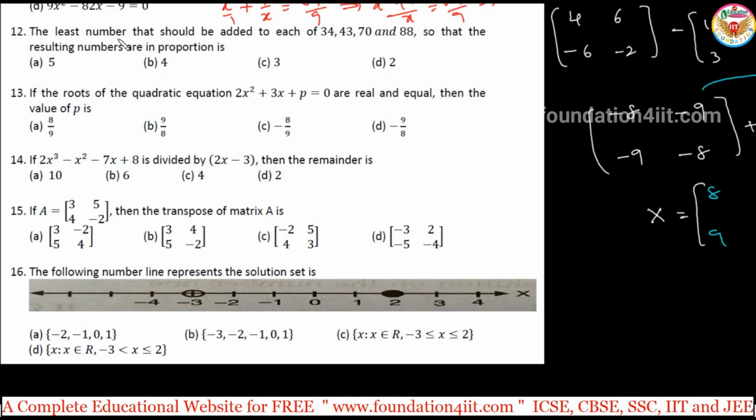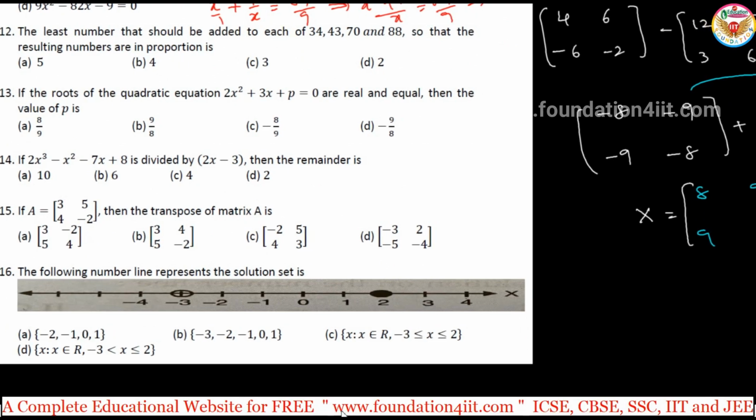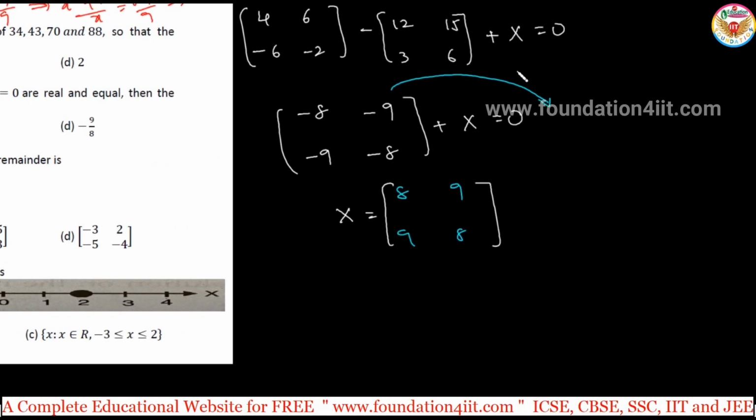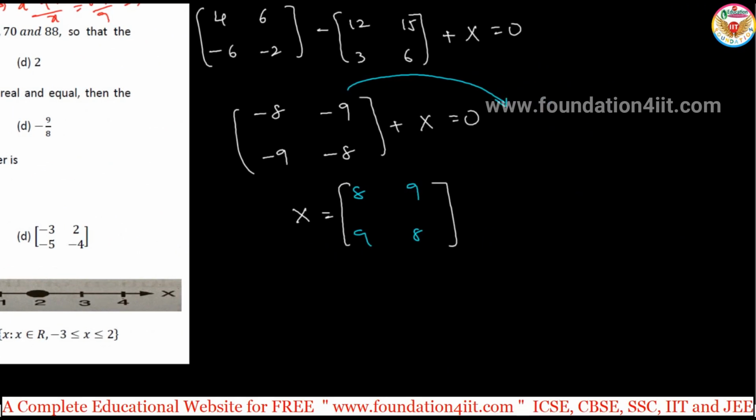Okay, next one. The least number that must be added to each of 34, 43, 70 and 88 so that the resulting numbers are in proportion. So each number, what number should be added? Let me take x. Okay, this problem I am solving this side. Let us take 34. Okay, the given data is 34.